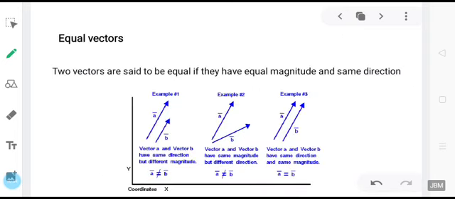Equal vectors. Two vectors are said to be equal if they have equal magnitude and same direction. Like suppose if we are having two vectors, A vector and B vector, and they are represented by two equal parallel lines drawn with same scale having arrowheads in the same direction, then vector A and vector B are called equal vectors, as you can see in the third case.